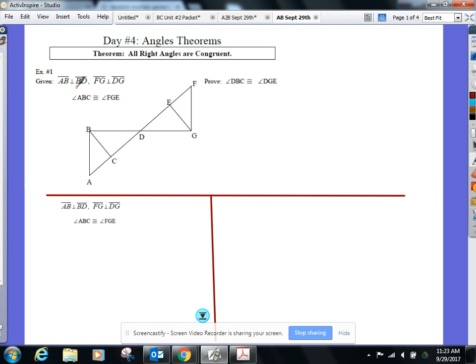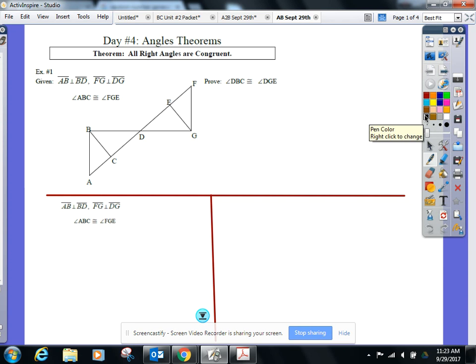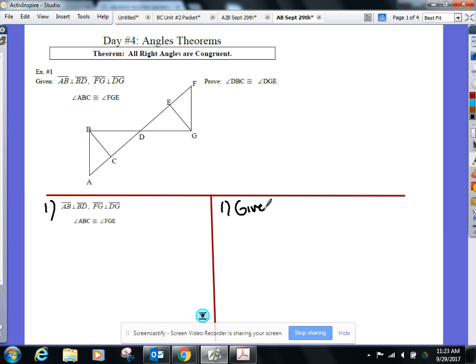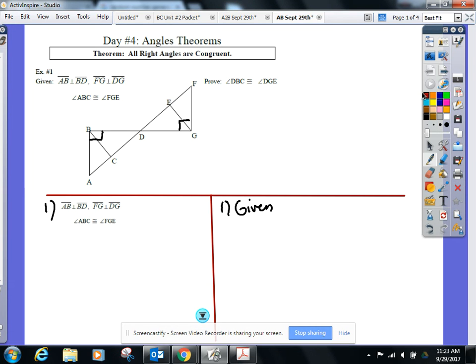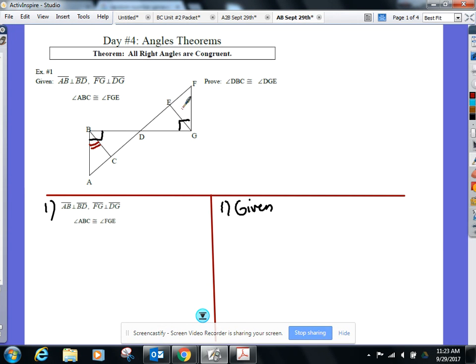Guys, making me nervous here. We're in week 3 here. We're in trouble finding the angles. Here we go. Right angle, angle ABC is congruent to FGE. Oh, now I'm getting real nervous now.